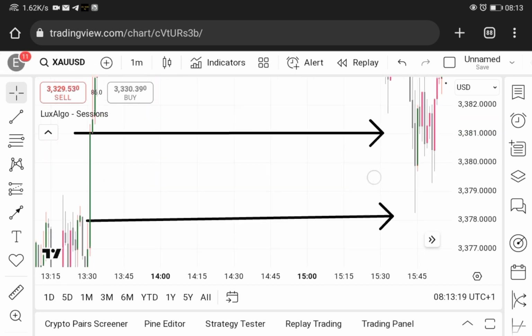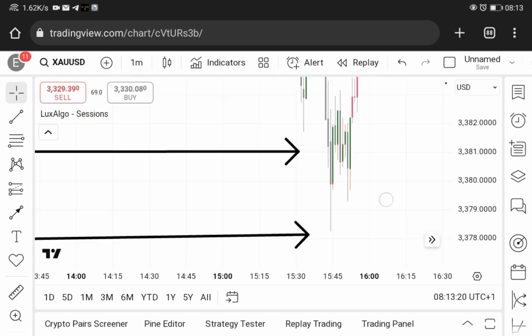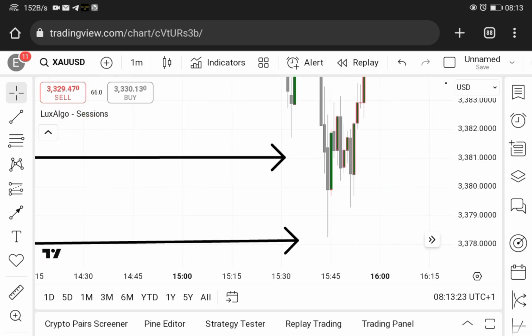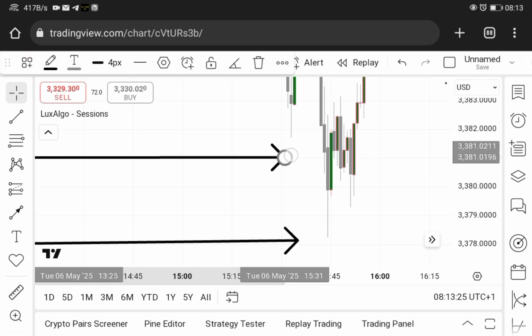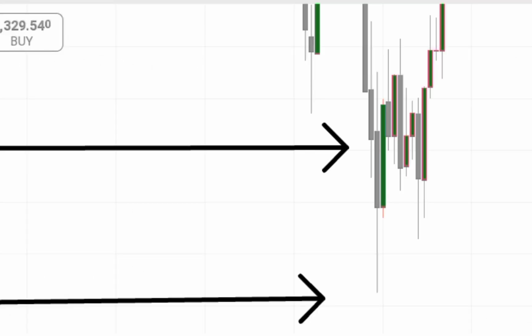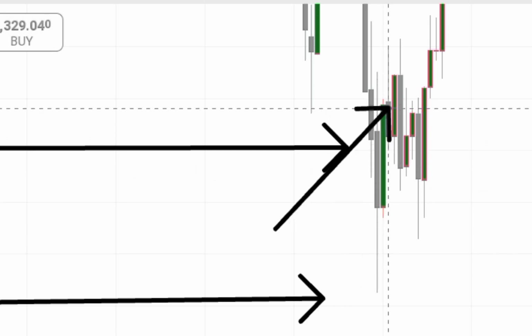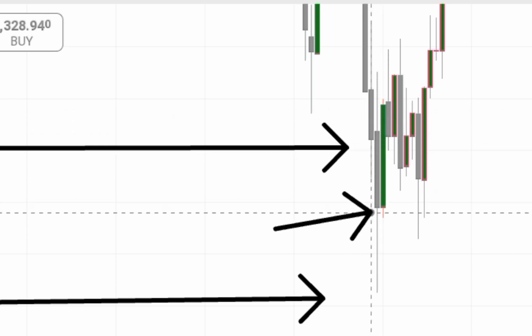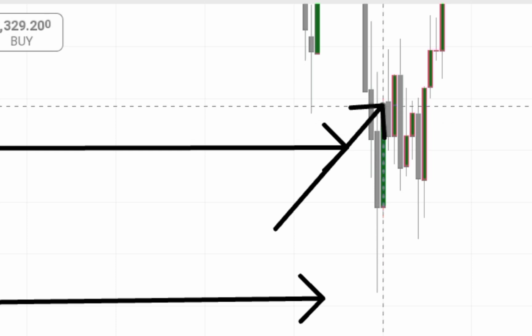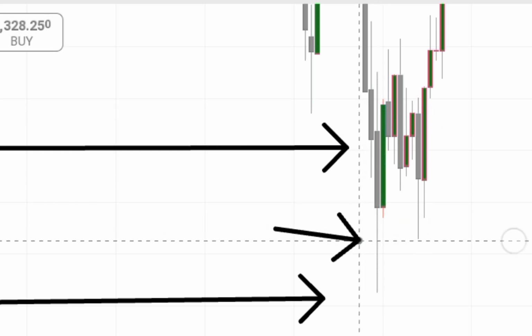We are still expecting the market to come in. As this market came into this zone, we see this candle here. We see this candle right here. As the candle closes, we enter our trade.